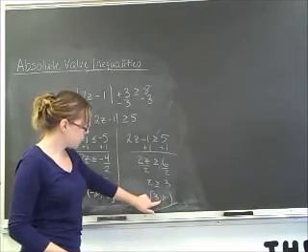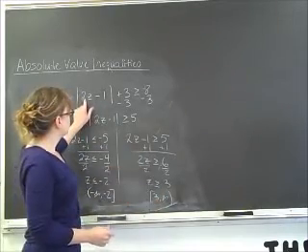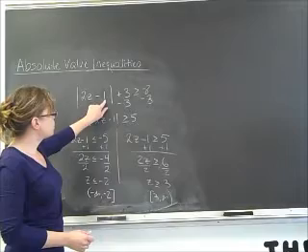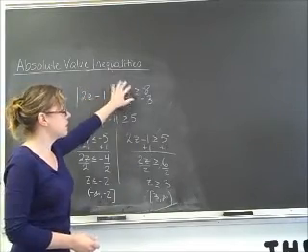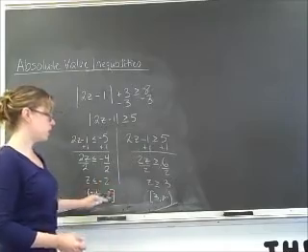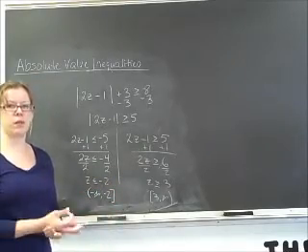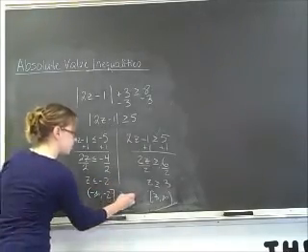Let's try the other one. We'll choose 4. 2 times 4 is 8. Minus 1 is 7. Absolute value is 7. 7 plus 3 is 10. 10 is greater than or equal to 8. So we just checked both intervals and they both work. So that is our answer.